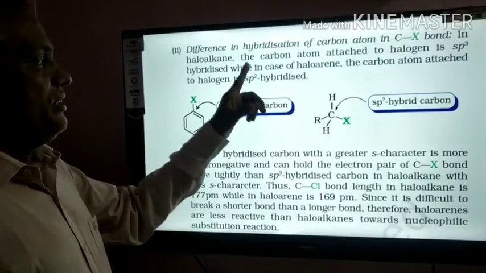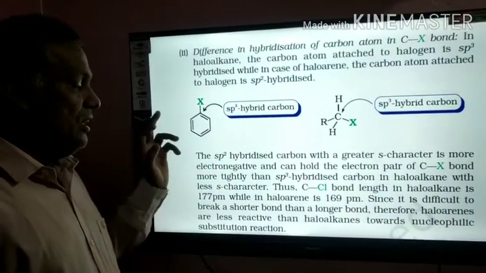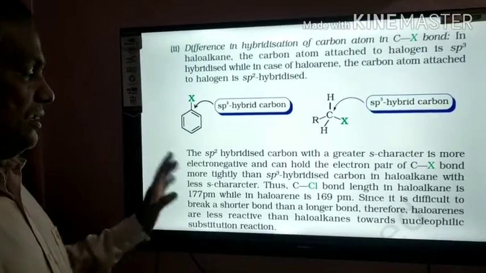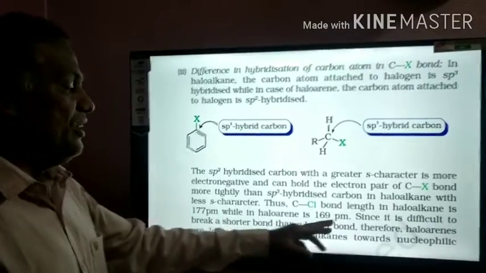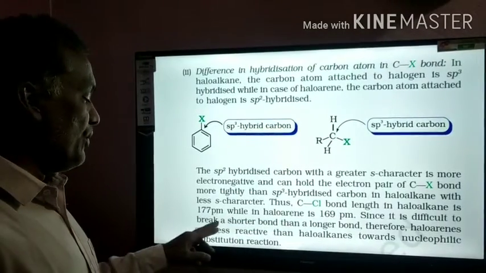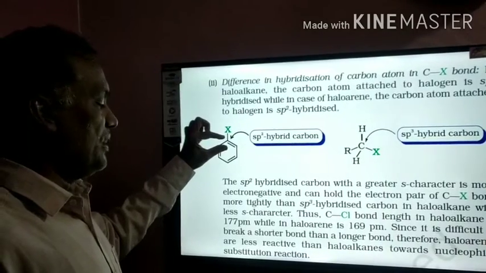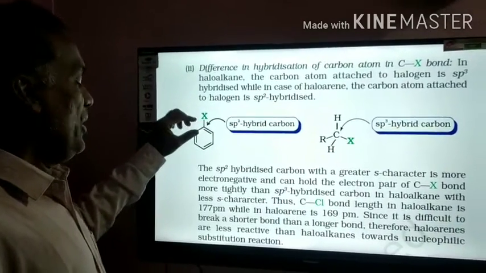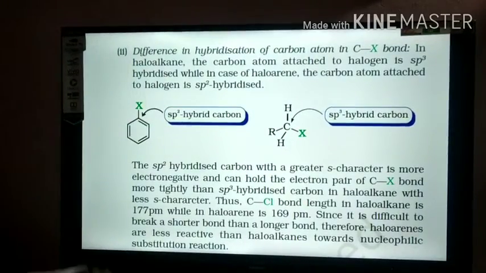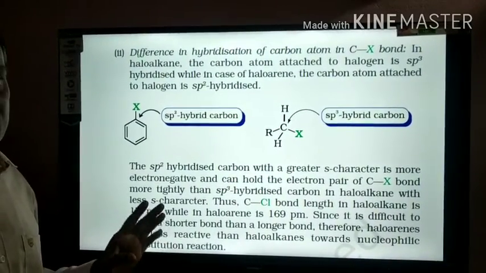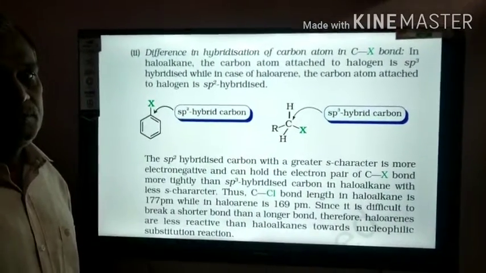That means the hybridization state of the carbon atom in haloarenes has more s character. So that's why the carbon-chlorine bond length in haloalkanes is longer, while in haloarenes it is shorter. Since it is difficult to break a shorter bond, it is very difficult to break this bond. So that's why haloarenes are less reactive than haloalkanes towards nucleophilic substitution reactions. So this is the second reason. Next we will go for the third reason.